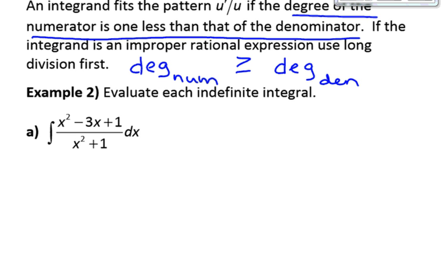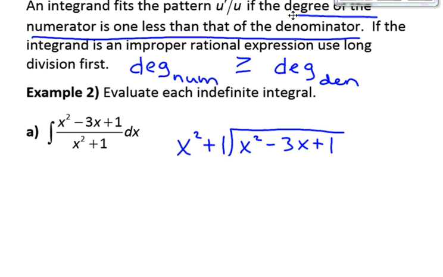All right, so looking at part A, the degree in the numerator is 2, and the degree in the denominator is 2. So since they're the same, we are going to do long division first. So that is x plus 1 divides into x squared minus 3x plus 1. Okay, so let's recall how to do this.